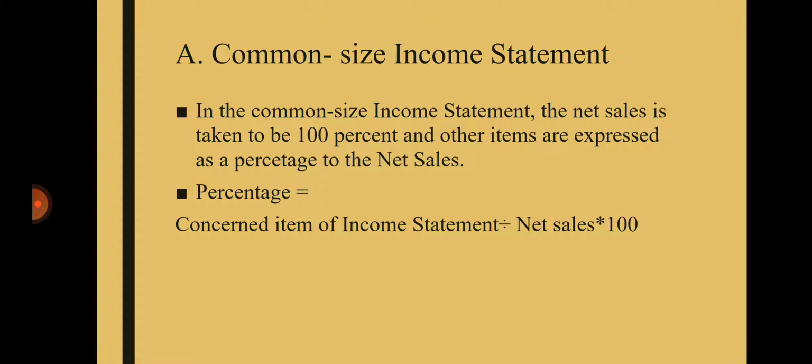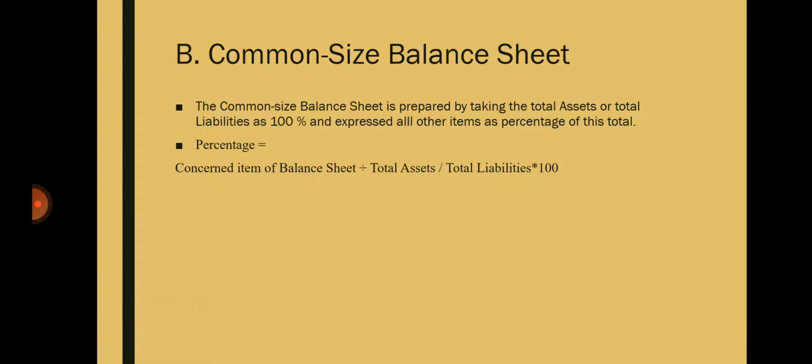And the formula to calculate the percentage of common size income statement is constant item of income statement divided by net sales into 100. Okay, in our example here the marketing expenses will be constant item of income statement, so the formula will be like this: marketing expenses divided by net sales into 100, you will get the percentages of marketing expenses. Okay, the next one is common size balance sheet.